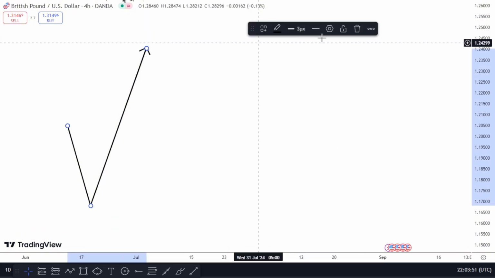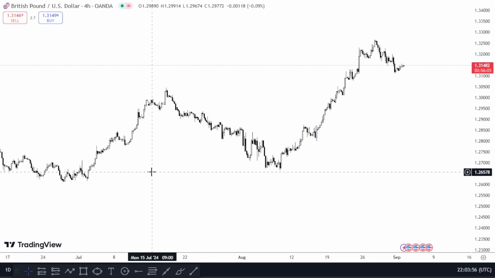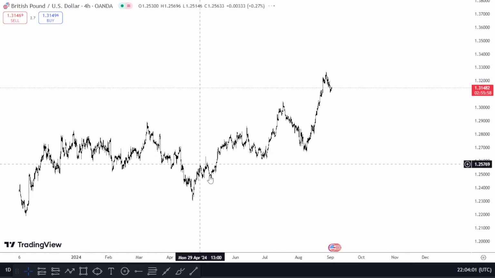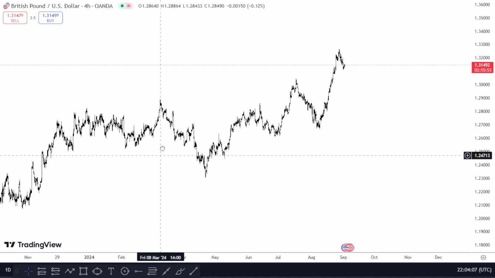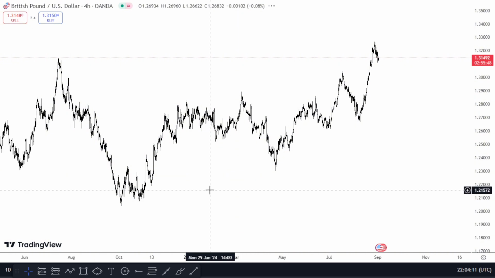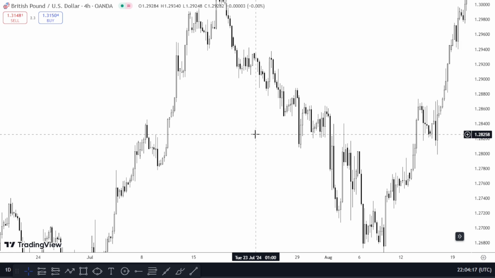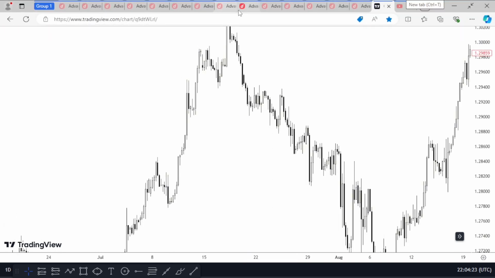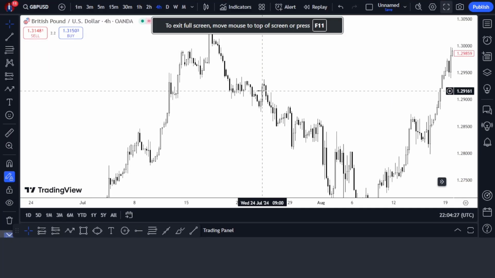Now let's look at some examples. Right here you can see the GBPUSD chart, and this market is in an uptrend. You can identify the trend of this market, and even if you check the weekly. So let's say I identify a short-term opportunity right here. What do I want to do? I want to scalp this market.